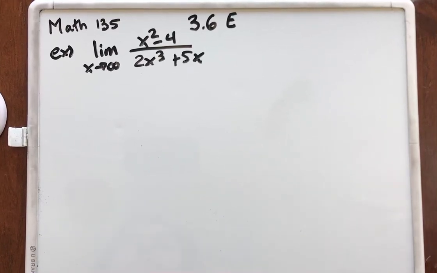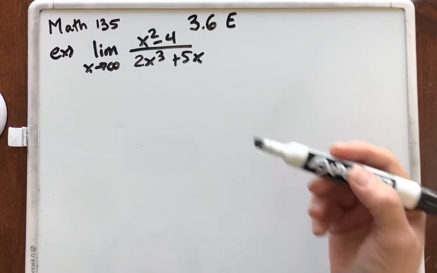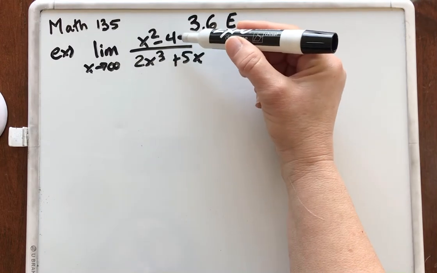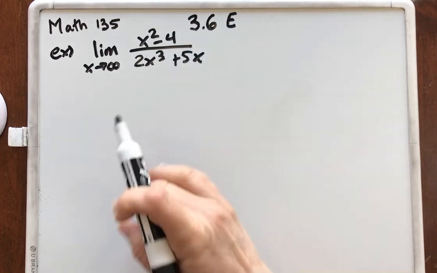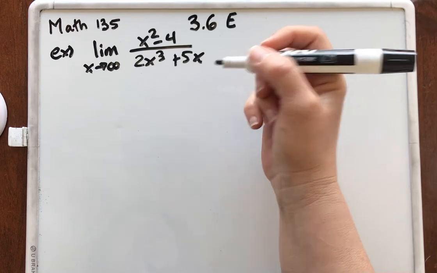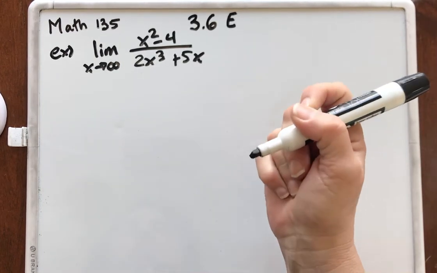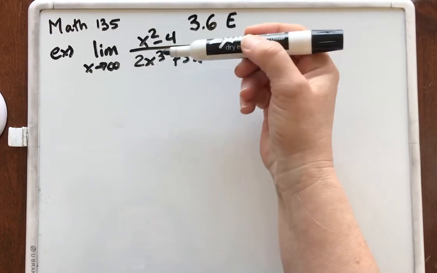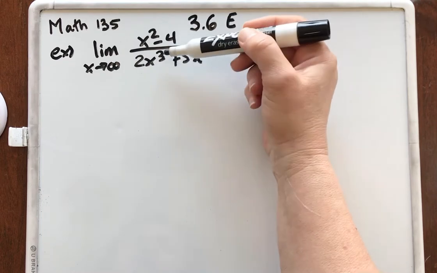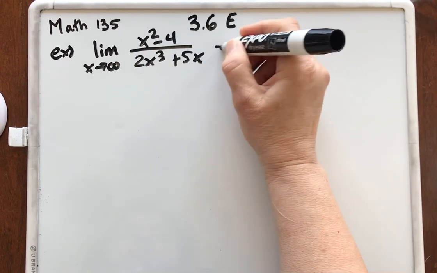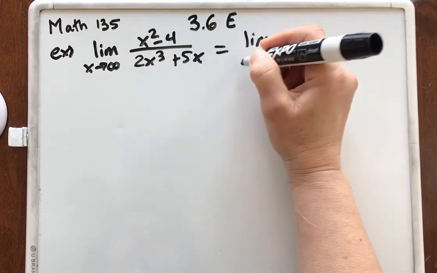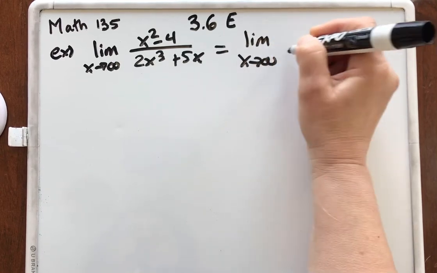3.6e, we're going to look at the limit as x approaches infinity of (x squared minus 4) divided by (2x cubed plus 5x). Now when we go to do our little trick that we did before, since we're going to infinity, we're going to divide by the highest degree. This is 3, this is 2. So we're going to go ahead and rewrite this as x approaches infinity.